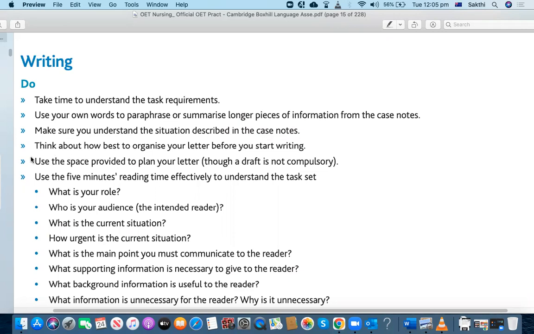Yes. Okay, let's go to the next one, the fourth one. You need to think about how best to organize your letter before you start writing. This is what we call planning. Planning is one of the underrated tasks by so many students who are appearing not only in the OET examination, but also in the IELTS and PTE exams as well. And unfortunately, if you fail to plan, you are going to plan to fail. Is that clear with everyone? I mean, if you don't plan, the possibilities are very high that you may not be able to succeed in the exam.